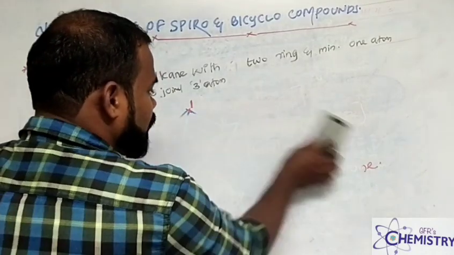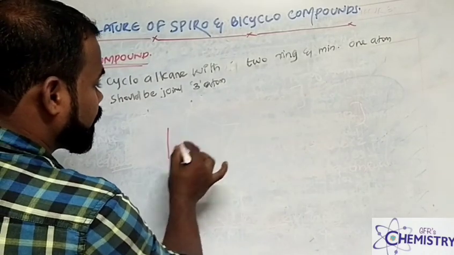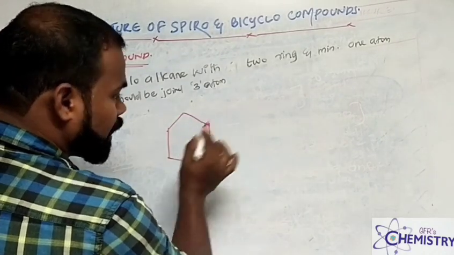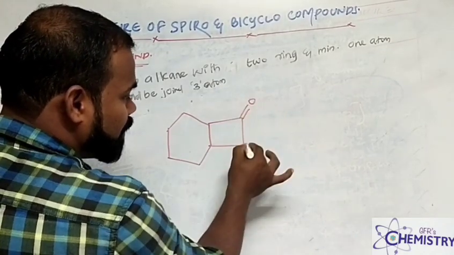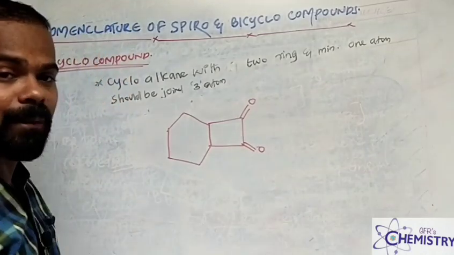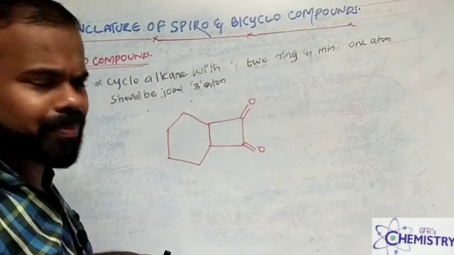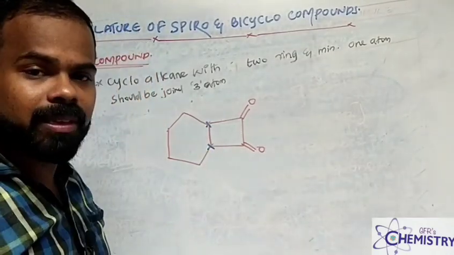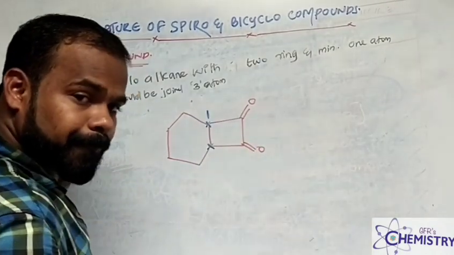Then one more, like this. Double bond O, double bond O. Then which one is a bridge carbon? No doubt, where 3 lines pass. 1, 2. 2 are there. Then here number 1.